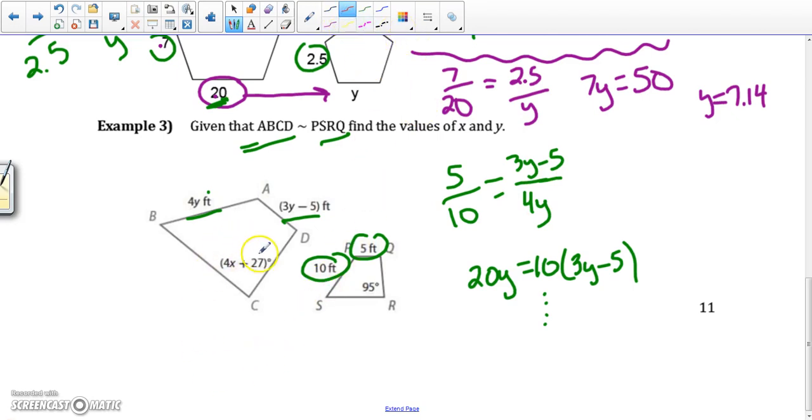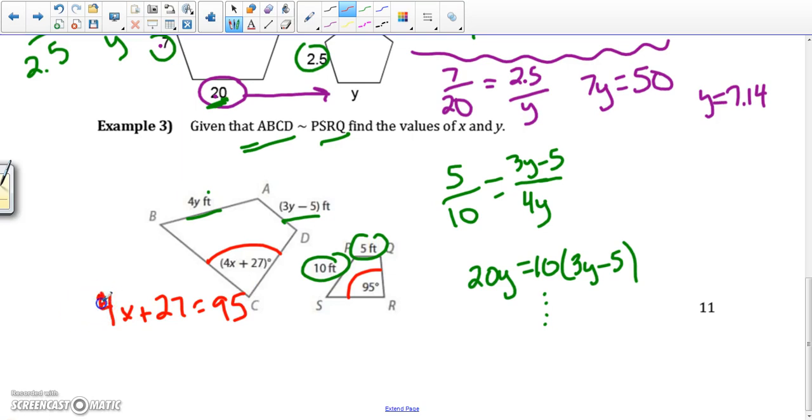Now to solve for x, notice it's a little different. These are angles. And what we know about angles in these polygons, similar polygons, the angles are congruent. So there's no proportion to set up here. We're not going to say 4y is to 4x plus 27 as 10 is to 95. The angles aren't proportional. The angles are just simply congruent.